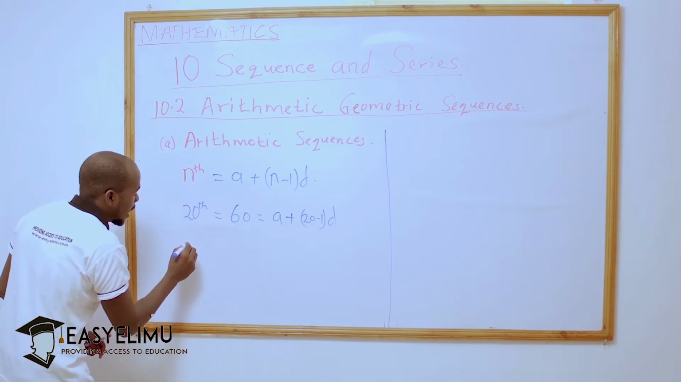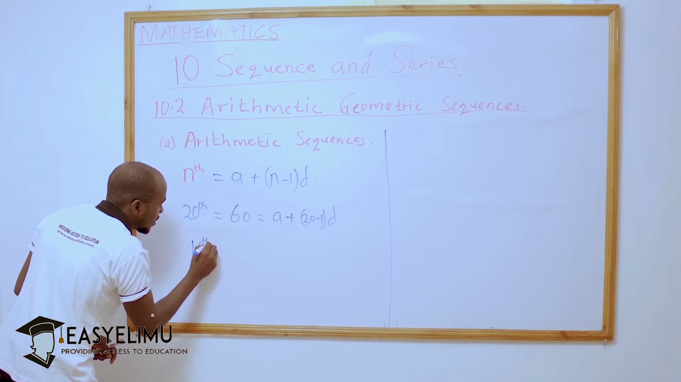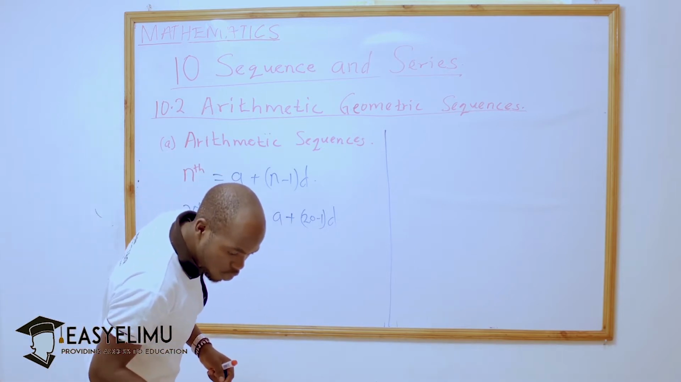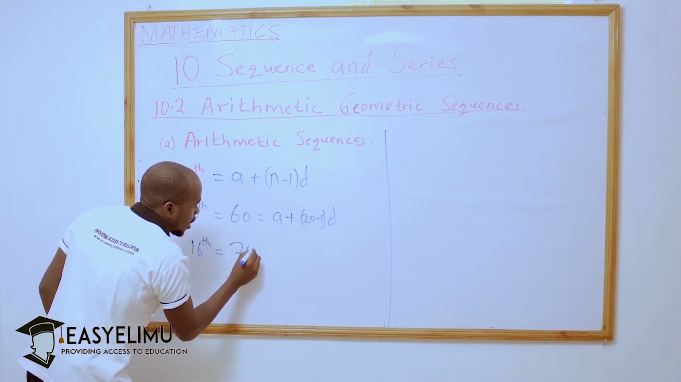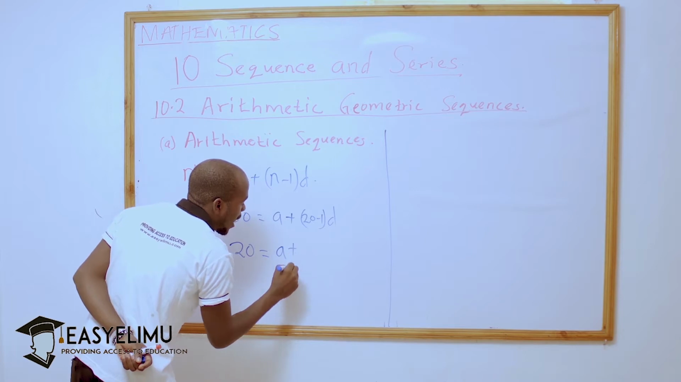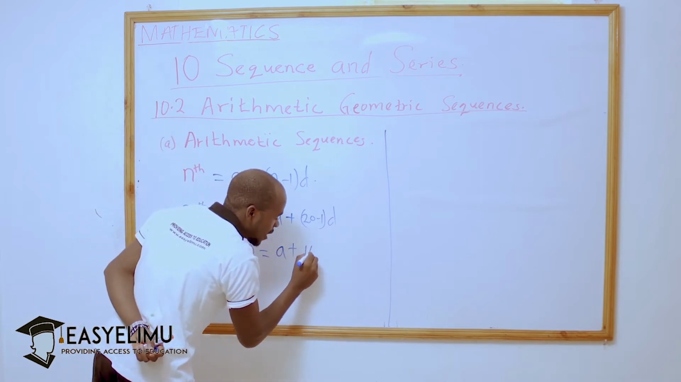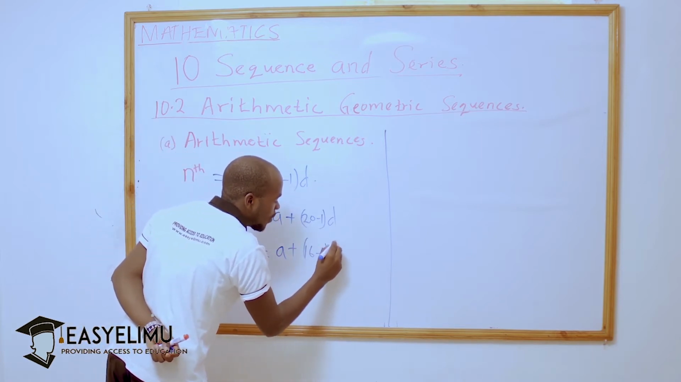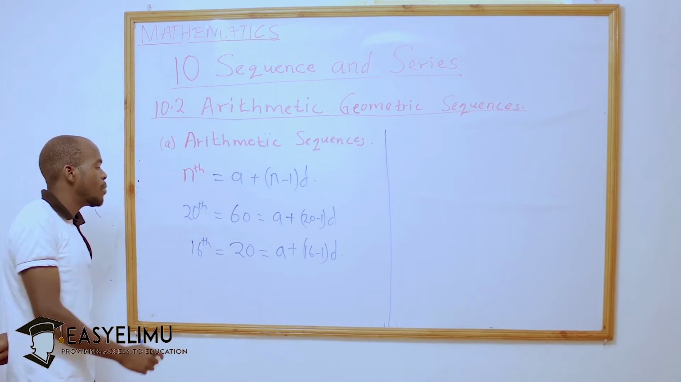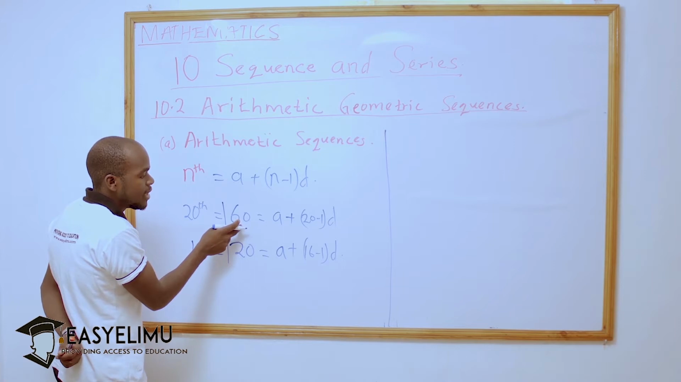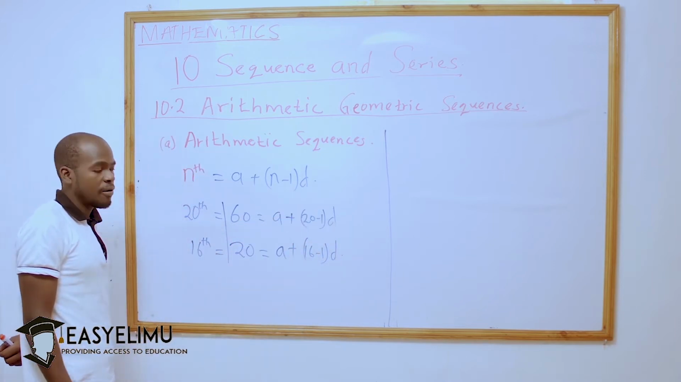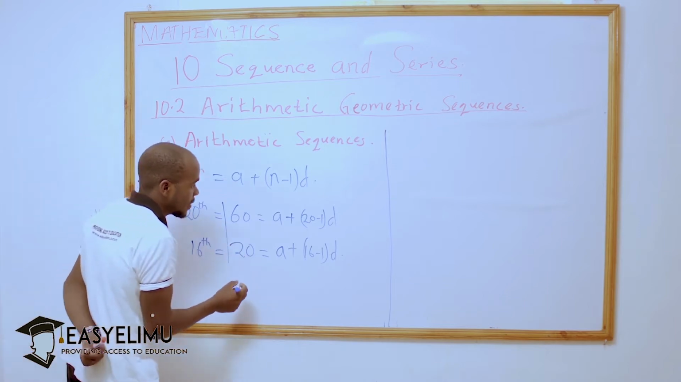And then we have another term we have been given, the 16th term, which we have been told is equal to 20. That one can also be obtained by taking a plus 16 minus 1, then multiplying by d. That is how we find those numbers. So meaning that the two numbers, a and d, can be found.